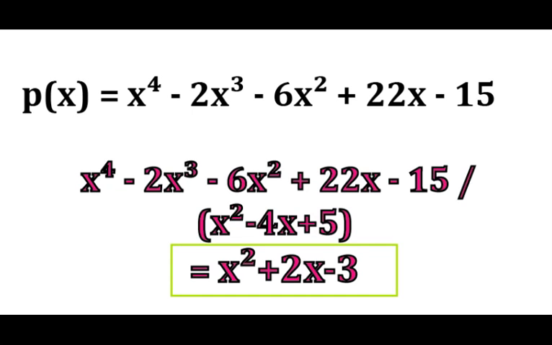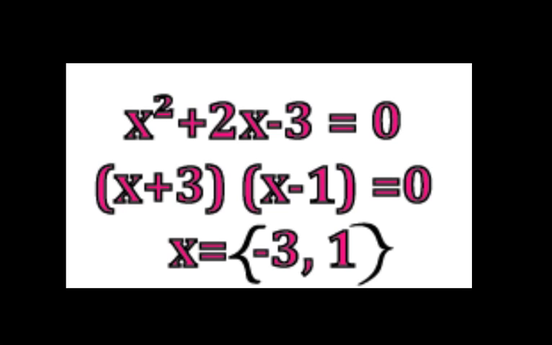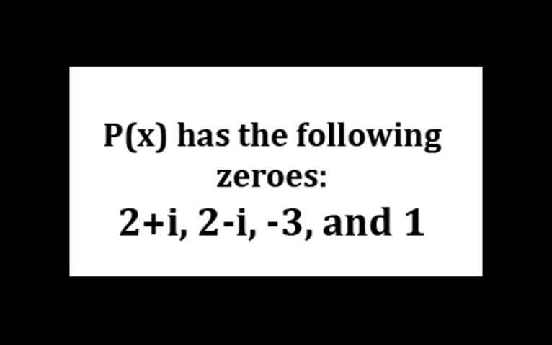Now to find the other zeros, we divide the polynomial function by x squared minus 4x plus 5. And the quotient we get is x squared plus 2x minus 3. The remaining two zeros of p of x are the solutions to the quadratic equation. So we have to factor x squared plus 2x minus 3 and solve. The solutions are x equals 1 and x equals negative 3.